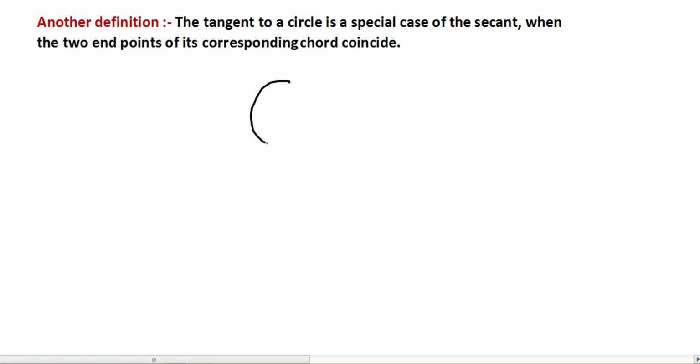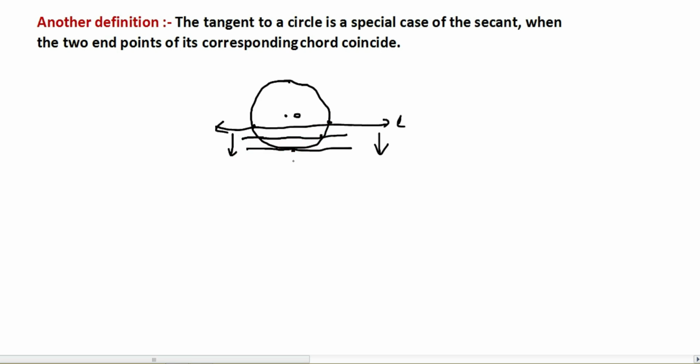Let the circle be this, and the center is O. If we draw a secant, let this be the secant. If you move the line L away from the center, the two points at which it intersects come closer, and finally you will find both points come to the same point. So this secant converts into a tangent.